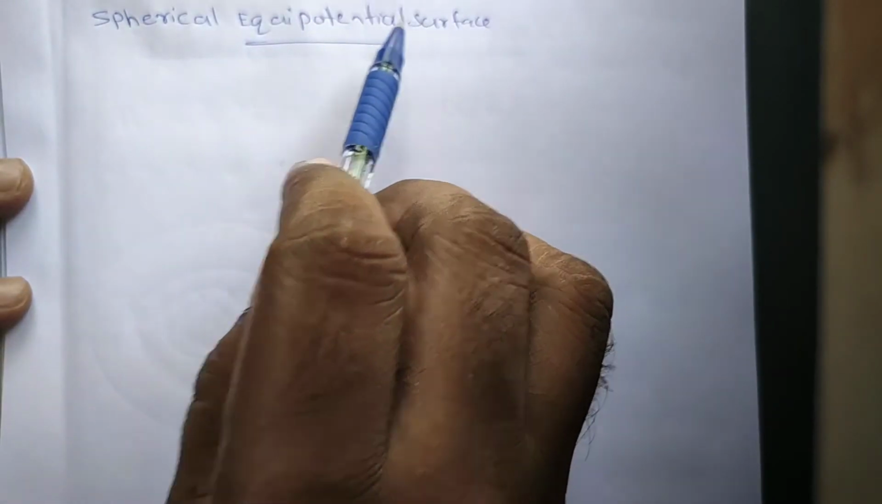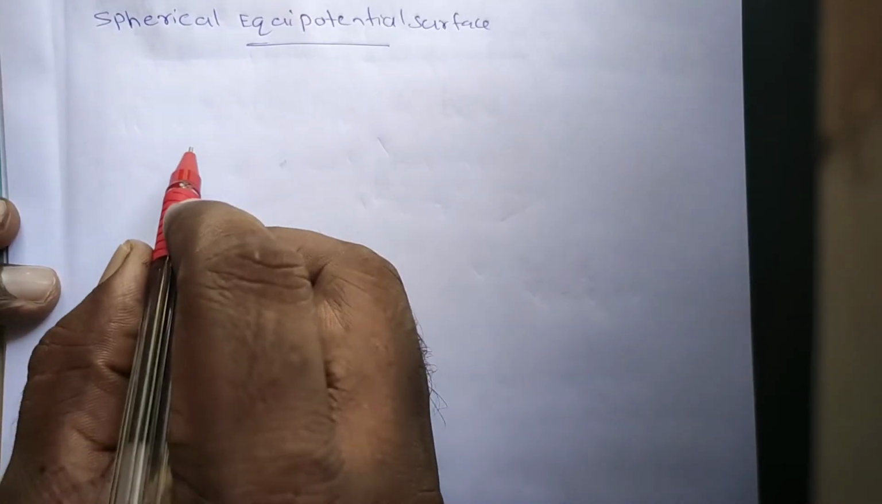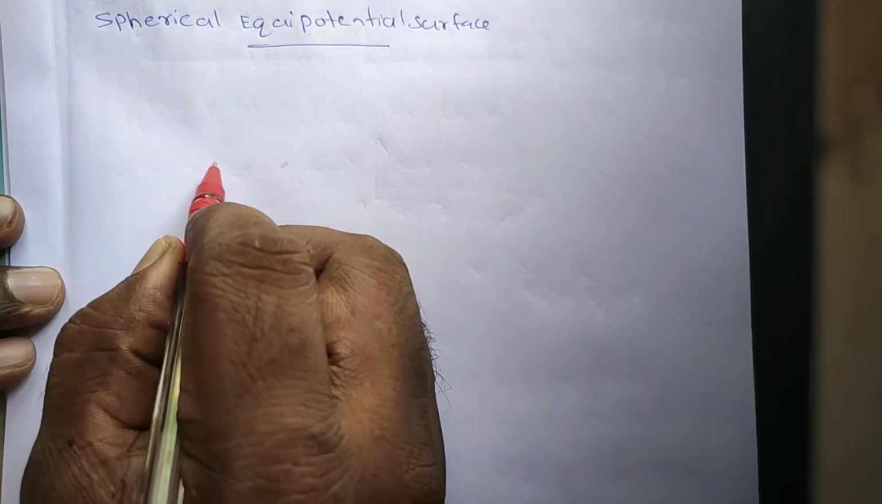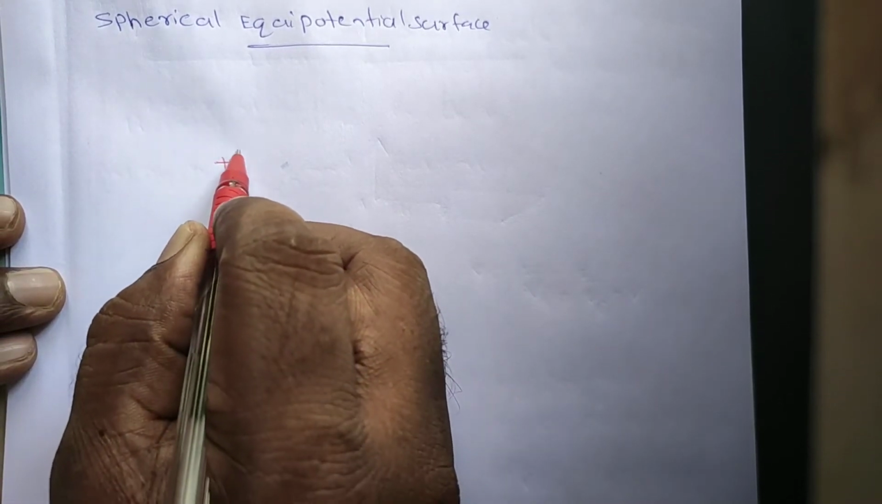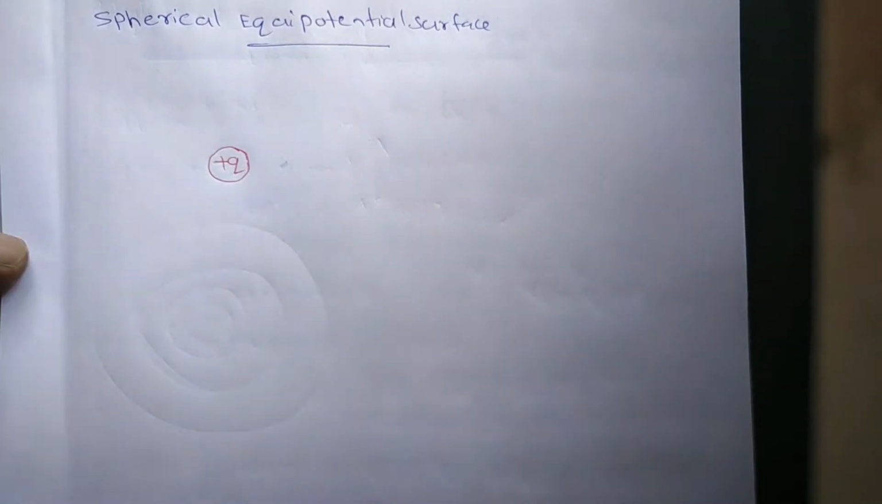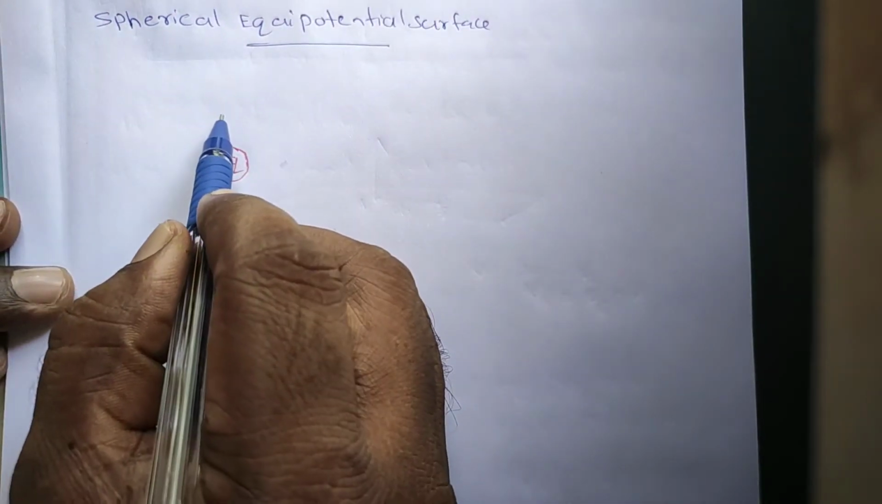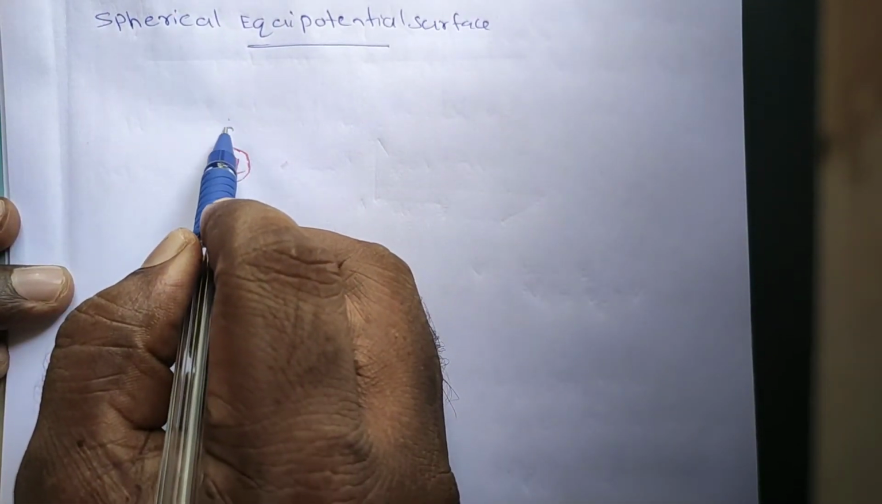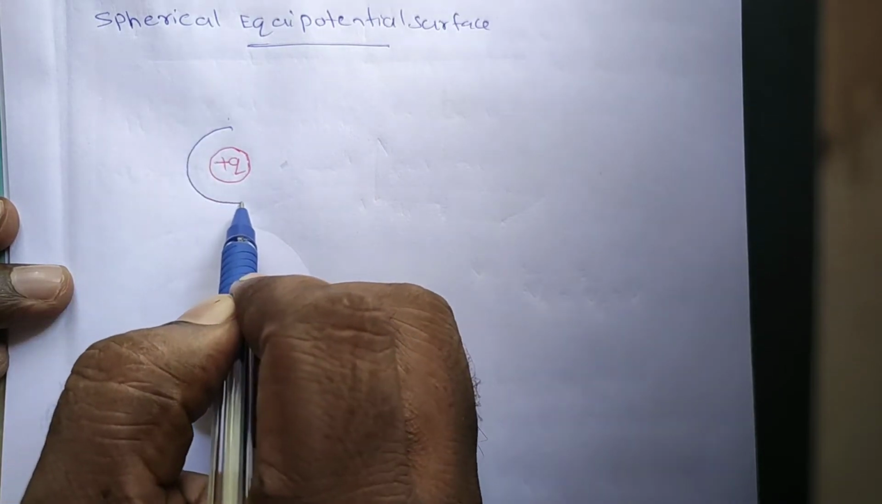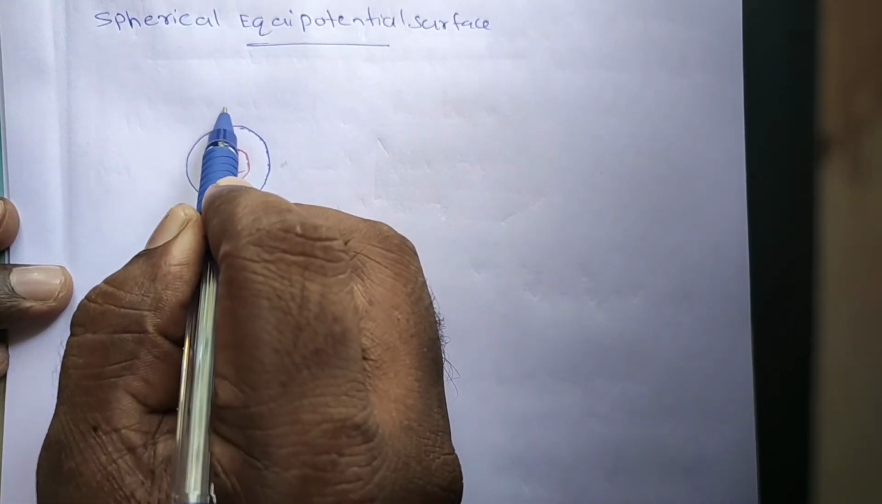Now we are going to see about different equipotential surfaces. First one is the spherical equipotential surface. How will a spherical equipotential surface be formed? This we already discussed. There is a plus Q point charge. This produces equipotential surfaces in which shape? It is spherical in shape, like this one.